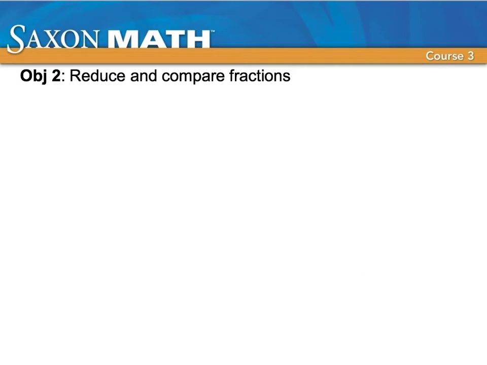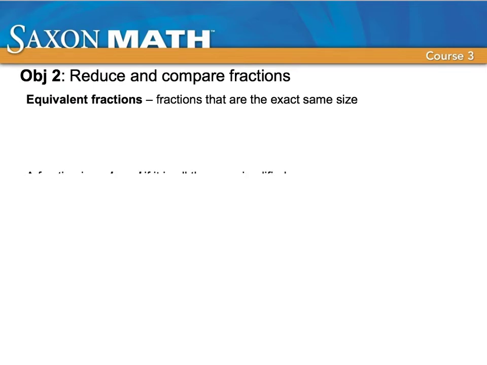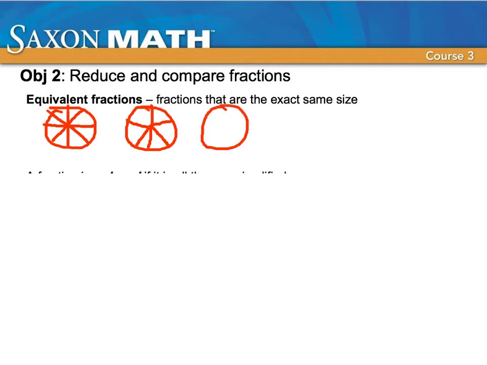Okay, we're here with objective 2 now. Objective 2 is to reduce and compare fractions. First we got to know a couple terms. The first term to know is equivalent fractions. Equivalent fractions are fractions that are the exact same size. Okay, so if I draw some pizzas here, I split them up into equal pieces, or as close as I can make them to equal pieces.